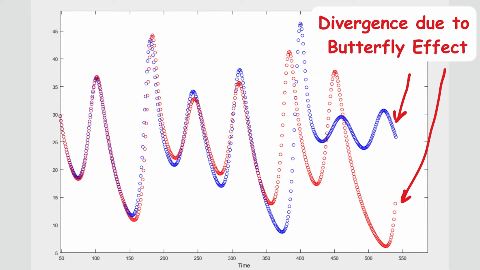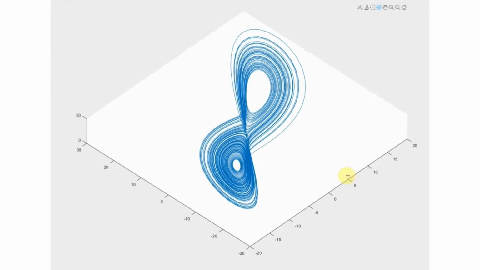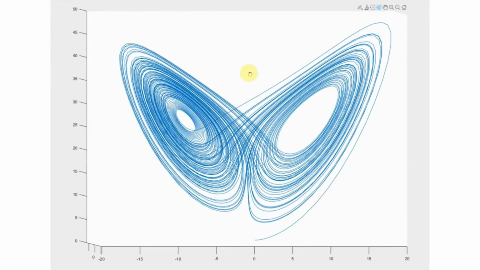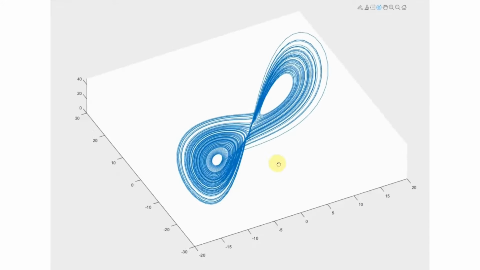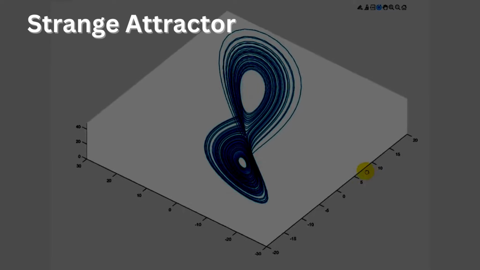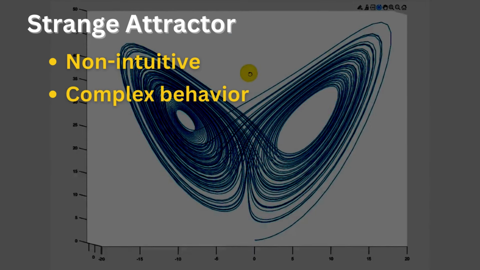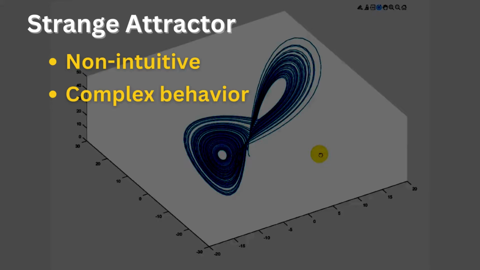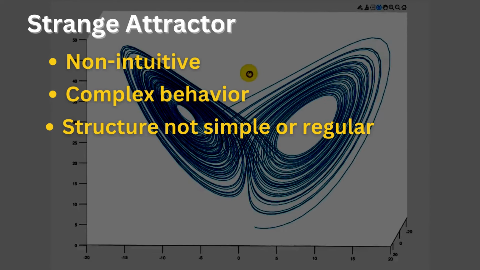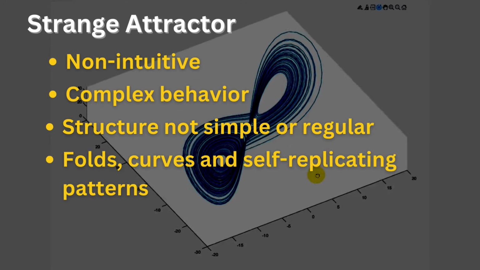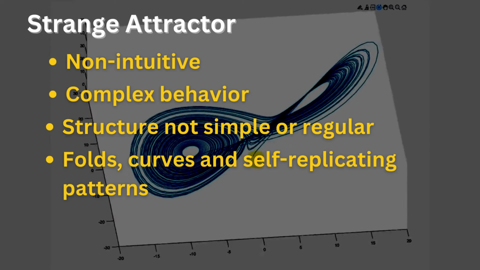But there's another interesting property of chaotic systems, and that is that they generate so-called strange attractors. These attractors become more obvious after running our simulation for a large number of steps, and tend to a consistent geometrical shape. Hence the simulation is attracted to these shapes. The term strange reflects the non-intuitive and complex behavior exhibited by these attractors. Generally speaking, the structure of these attractors is not simple or regular, and may include folds, curves, and self-replicating patterns.